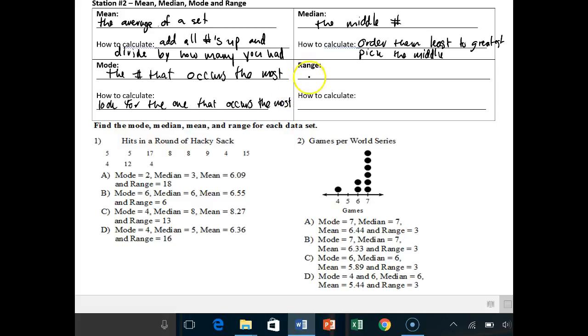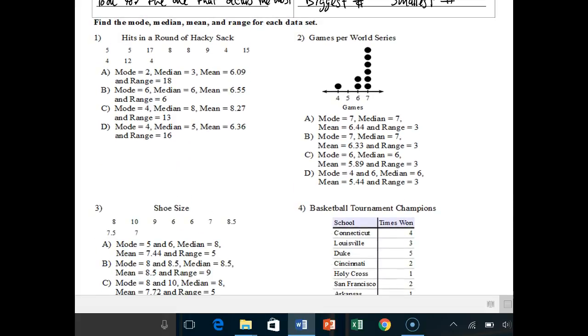And finally, the range is the distance the data covers, and you just do this by taking the biggest number minus the smallest number. So the mode and the range are the easiest to do, then the median, then probably the mean takes the most work. So for this, it says find the mode, median, mean, and range.